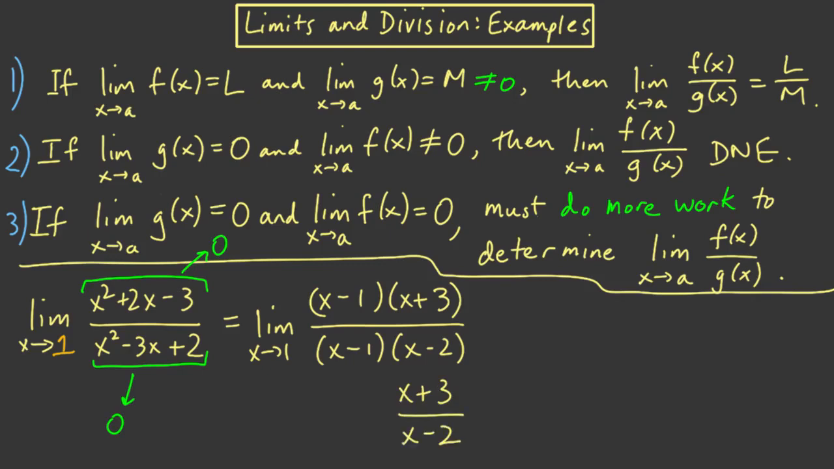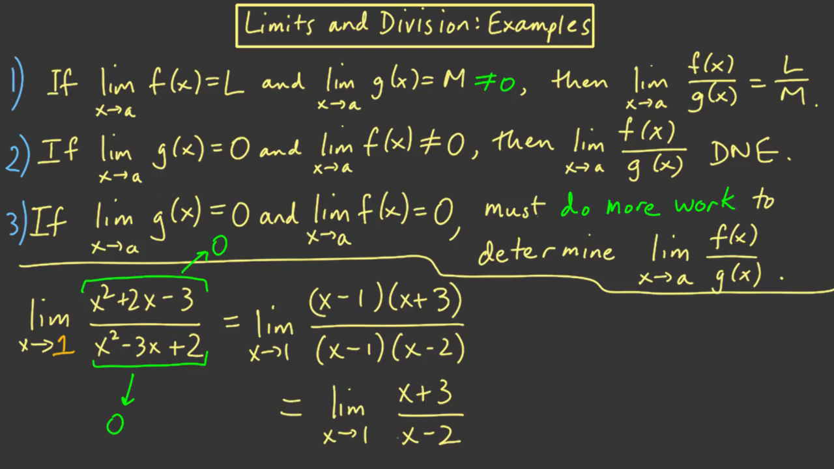Now, one small point here, there is a slight difference between this function and this function, which is that this function is not defined when x is 1, whereas this function is defined when x is 1. That's the only difference. But we're taking limits, so the value of the function at x equals 1 isn't going to affect the limit as x approaches 1. So the two limits are going to be the same.